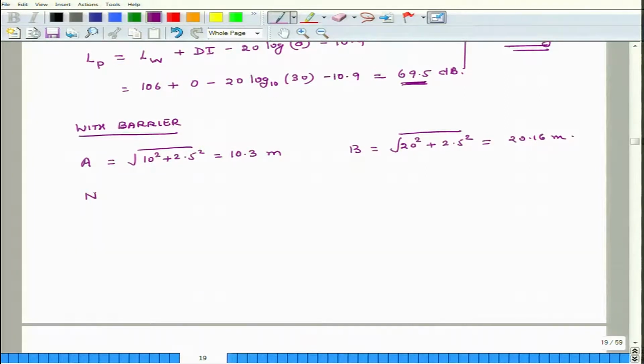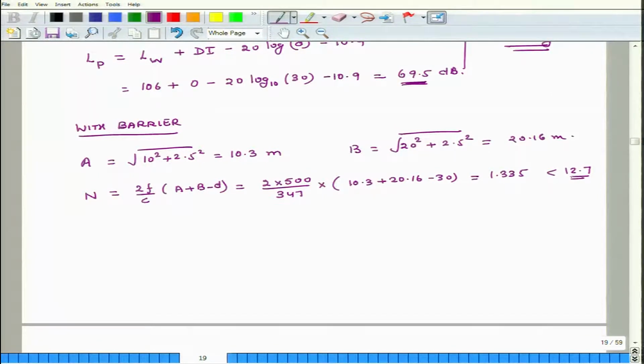Now, we compute n, because to compute AB, which is the barrier coefficient, we have to know the value of n, which is Fresnel's number. So, that equals 2 over lambda, or in terms of frequency, twice the frequency divided by C, times A plus B minus D. We are doing this at 500 hertz. So, 2 times 500 divided by the speed of sound, in this case specified as 347, times 10.3 plus 20.16 minus 30, and this comes out as 1.335.